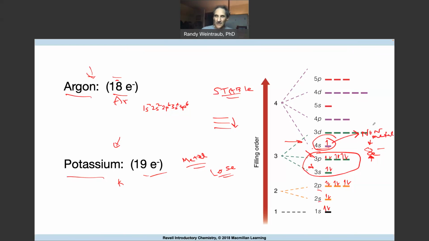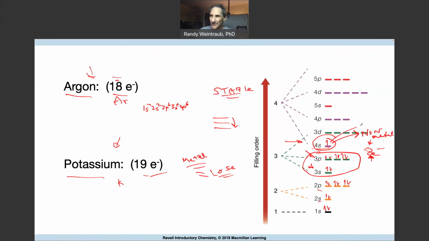Non-metals such as chlorine, bromine, oxygen, or sulfur welcome receiving electrons, and that's what they do. They gain electrons to achieve their octet. But metals always lose electrons, and in losing electrons, they become an ion.